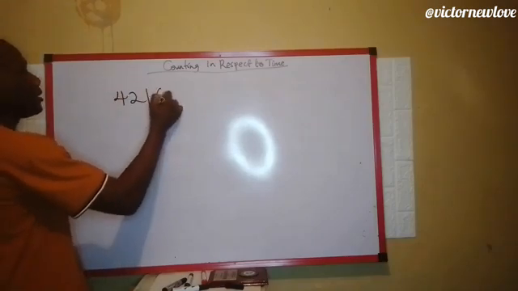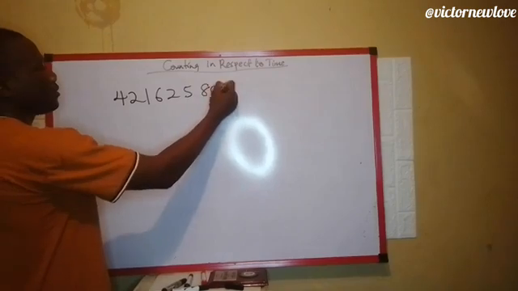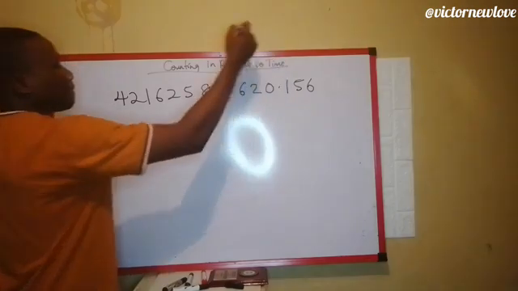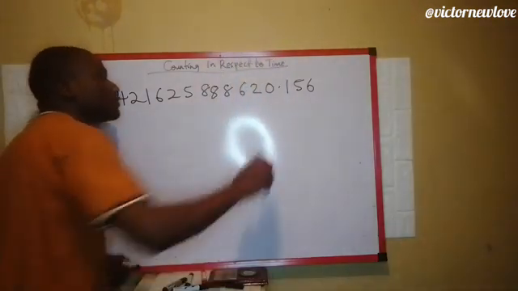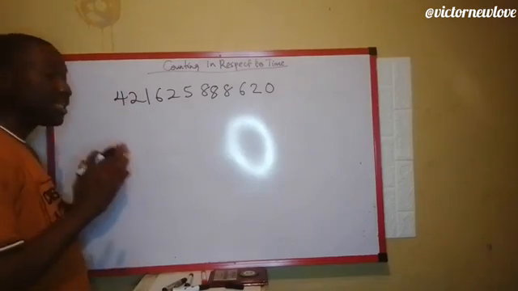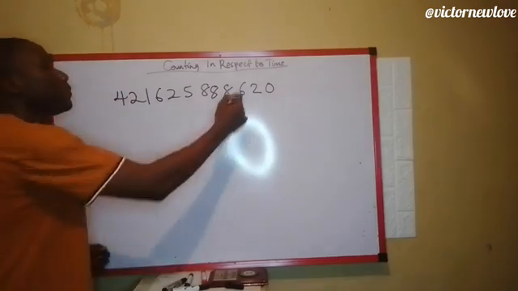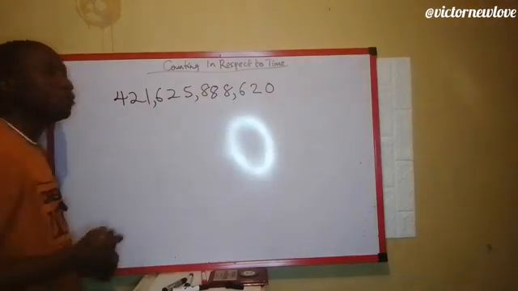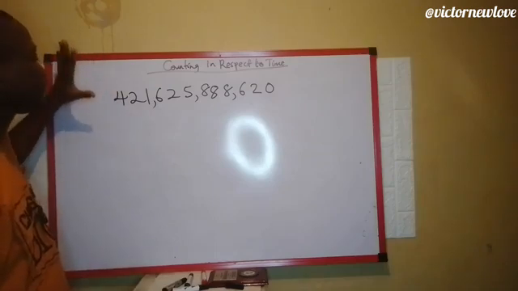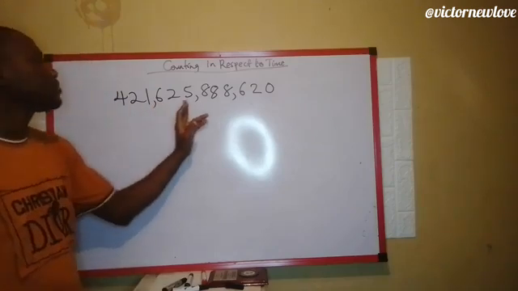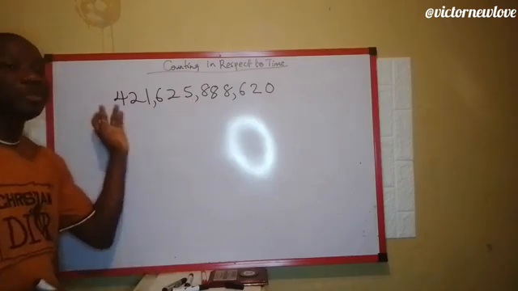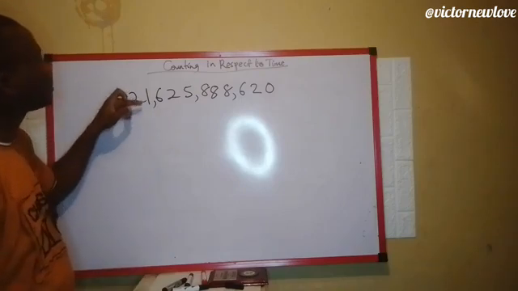4, 2, 1, 6, 2, 5, 8, 8, 8, 6, 2, 0, 0.156. No, let's work with large numbers first before we come to small numbers. So in this case, the first thing you do when you are counting large numbers is to group it in threes. You group it in threes. So if you are going to call this number now, this is million and this is billion.